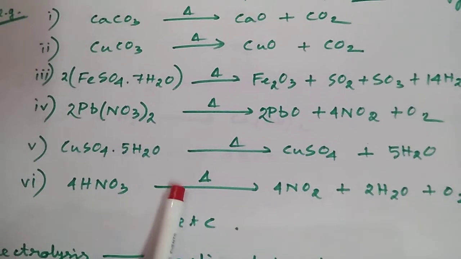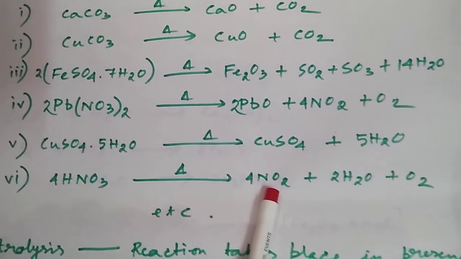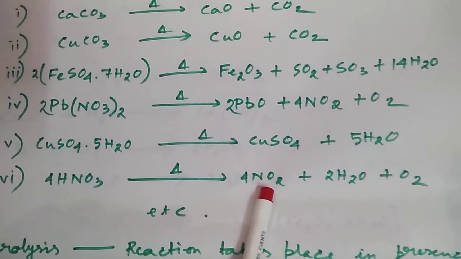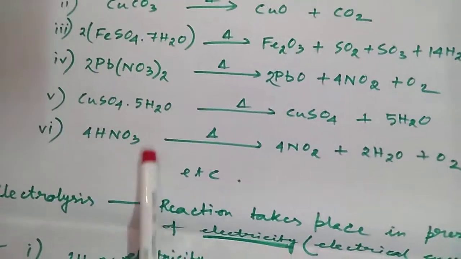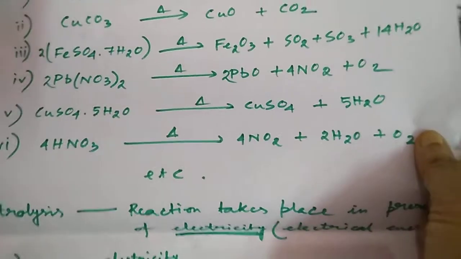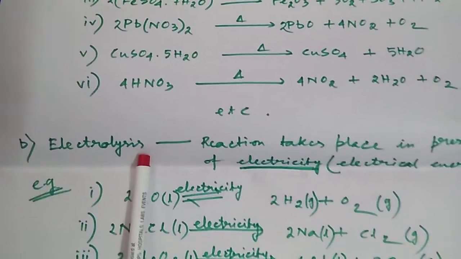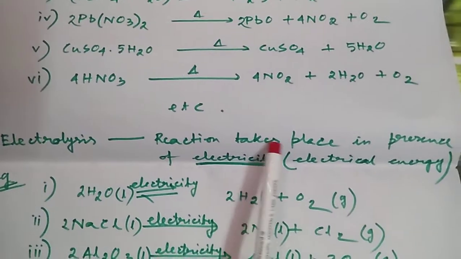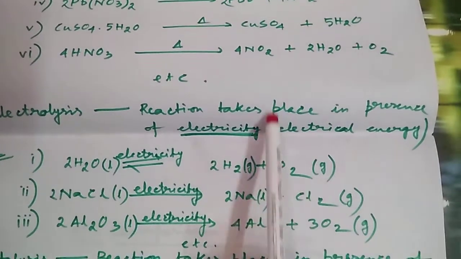Nitric acid decomposes in presence of heat to produce a brown color gas, that is nitrogen dioxide, water vapor and oxygen. You may get many other examples of thermal decomposition reactions. Next type, electrolysis. Here decomposition reaction takes place in presence of electricity, that is electrical energy.